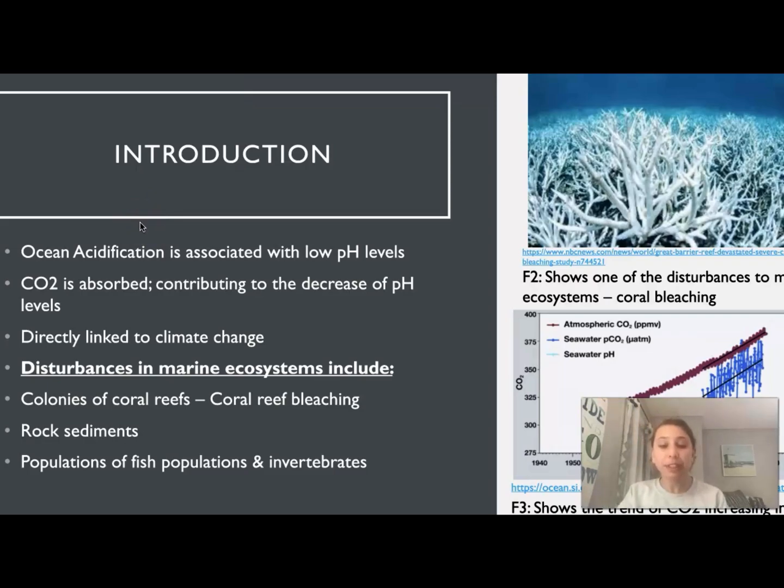Disturbances in marine ecosystems due to ocean acidification include colonies of coral reef bleaching, rock sediments becoming degraded, and the negative effects on fish populations and invertebrates. Figure 2 shows one of the disturbances to marine ecosystems, coral bleaching, and Figure 3 shows the trend of CO2 increasing in oceans and pH decreasing.